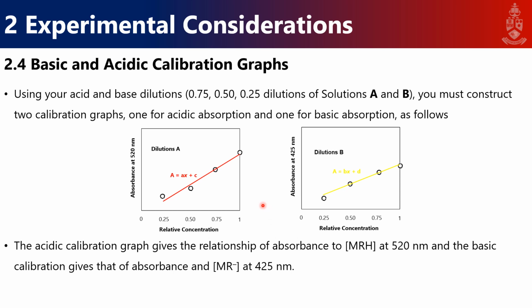So let's say, for example, we're looking at 520 for an unknown solution. We get a response of a certain absorbance, and we can plug it into this equation, and we can know what the concentration of MRH is, or the relative concentration of MRH is. And if we scan that same unknown solution at 425 nanometers, and we plug it into this line of best fit equation, then we can calculate the relative concentration of MR minus. Right, so that's where we're working towards. These are what we call calibration graphs. That's why I say it's the basic and acidic calibration graphs. So we know how to relate absorbance to relative concentration.